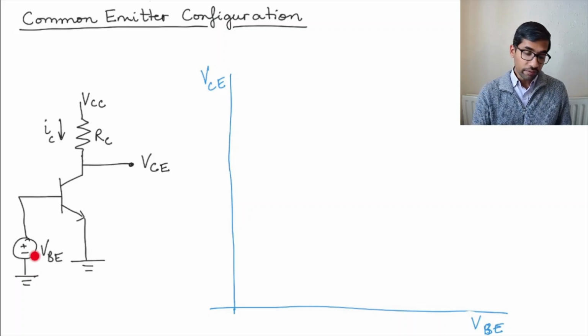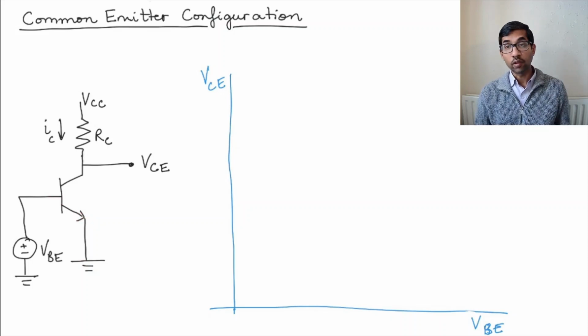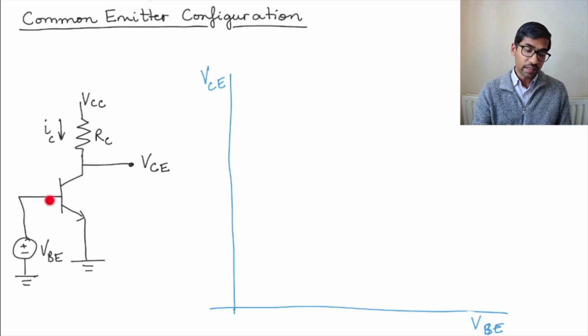So when VBE is equal to 0, the emitter is already connected to 0 volts. So how is the emitter base junction going to be? Is it going to be reverse biased or forward biased? You can see that it is going to be reverse biased, right? Because this is 0, this is 0. There's no voltage here to switch on that particular junction. So this is going to be reverse biased.